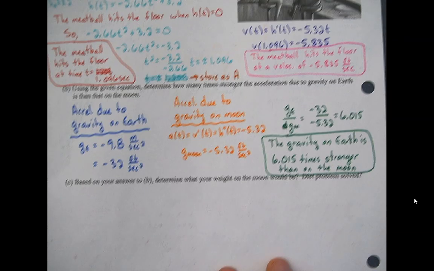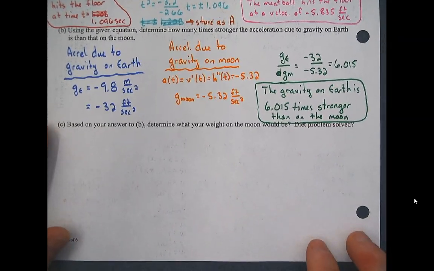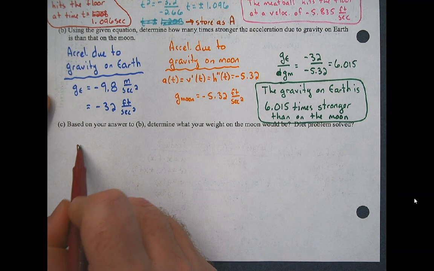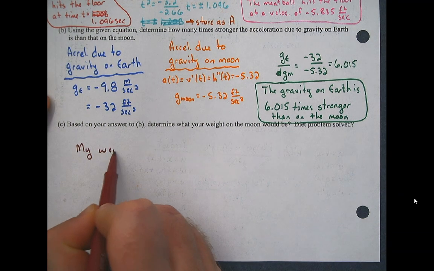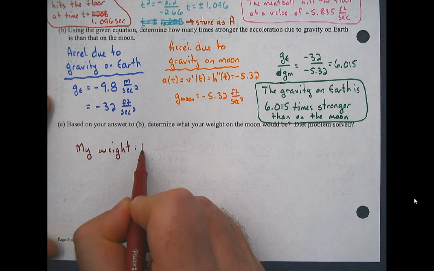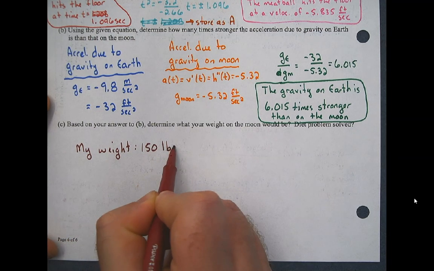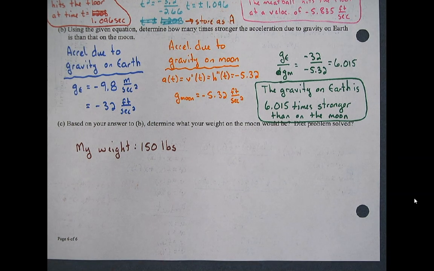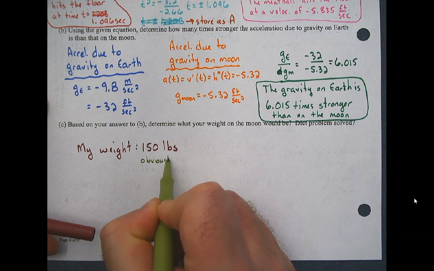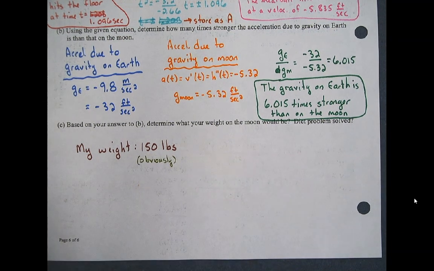So based on your answer to part B, determine what your weight on the moon would be. Well, let's just assume, I don't think anybody wants to talk about their weight. Maybe you do, I do not. Let's just pretend like my weight is a nice 150 pounds. Obviously. I'm going to put a little obviously underneath there. My weight is obviously 150 pounds. Ignore my belly.